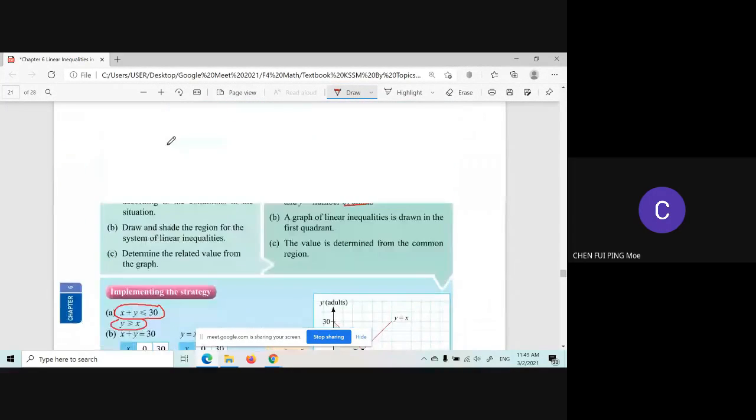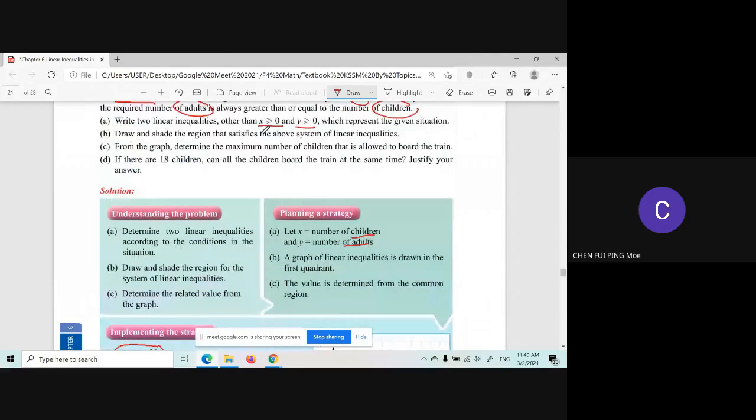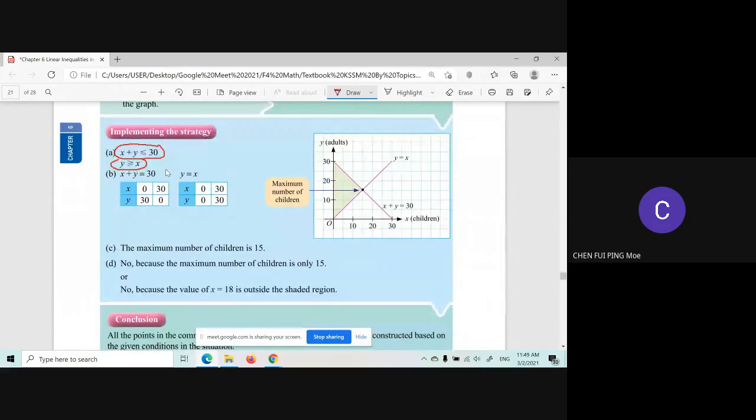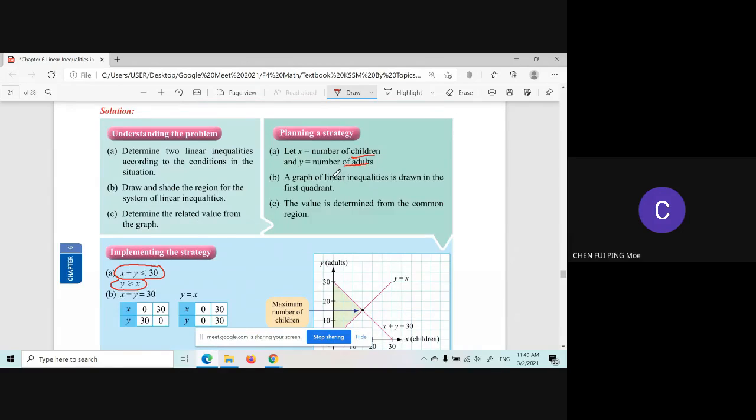So question B, question A already done. Draw and shade the region that satisfies this one. So you just draw these two straight lines, same like just now. Go and choose any 2 points, substitute, get the answer. Plot it, get these two graphs. Okay, already get it. Then shade the region. How to shade the region, I think I don't need to explain. So get it already. Then continue.